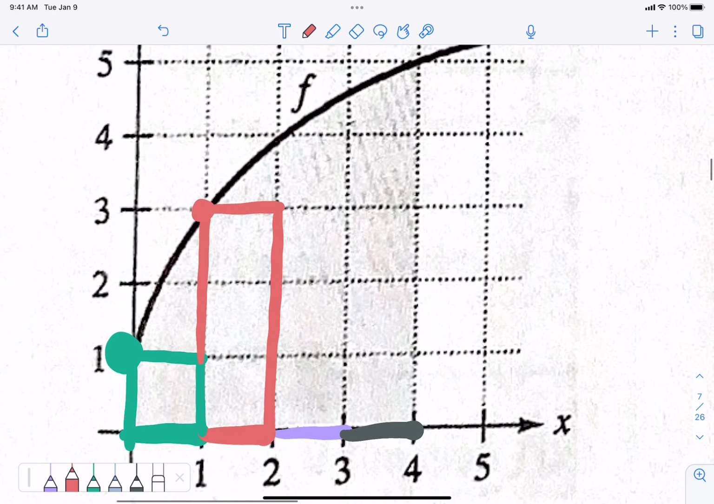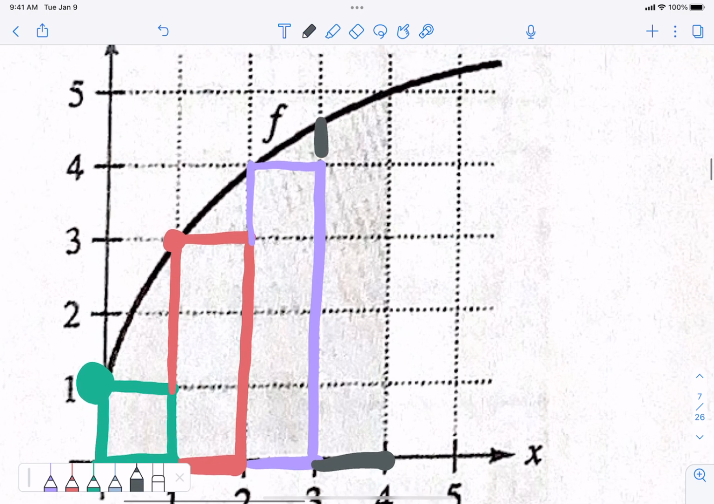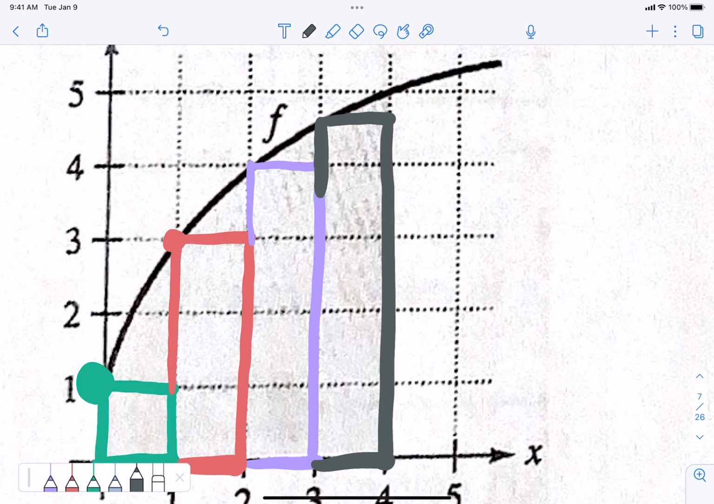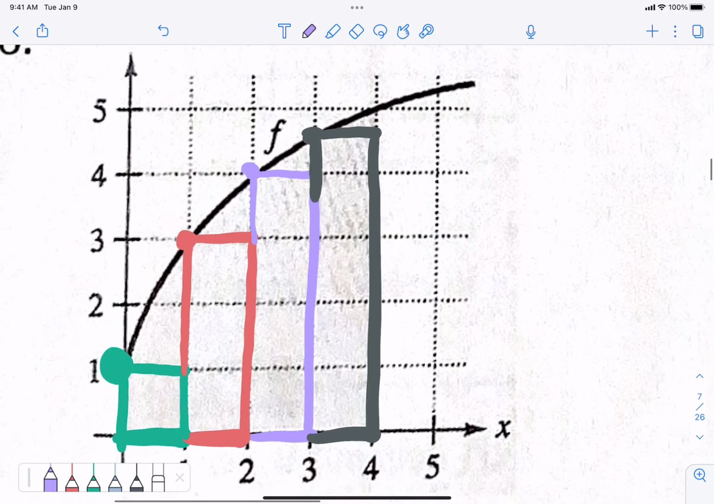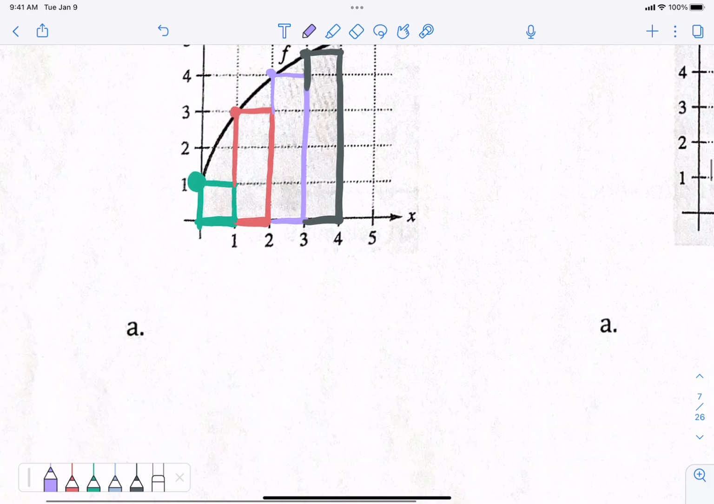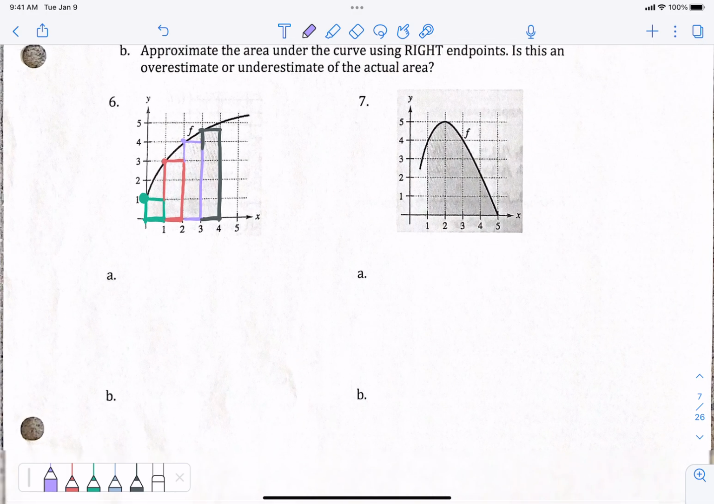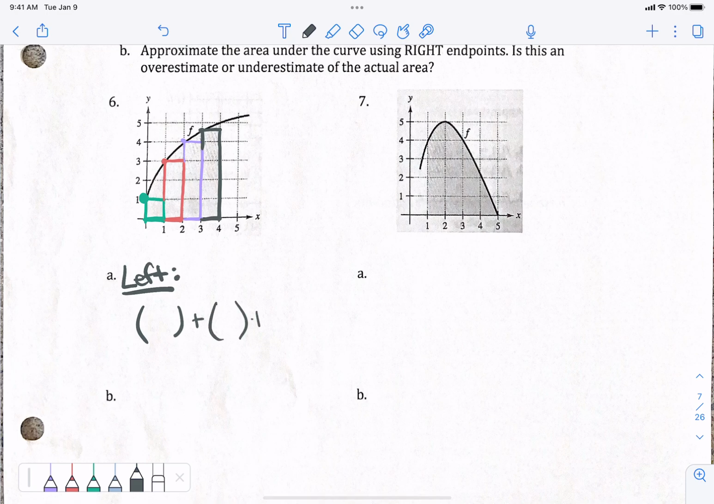My third rectangle is going to go up to about 4. And then the last one is going to go up to 4.5, I think. We're doing left endpoints, left sides, so all the left sides are touching. Then we just have to find the area of each one of those rectangles. Part A is the left, so I'm going to rewrite left so we know which side we're doing. If we do the left side, we have 4 areas that we're going to add together.